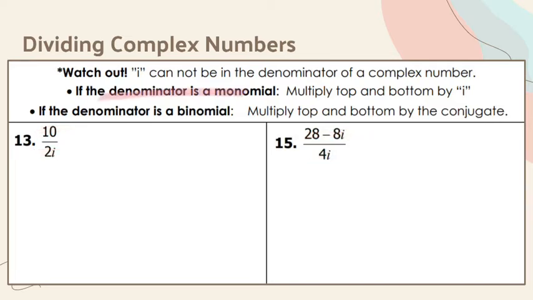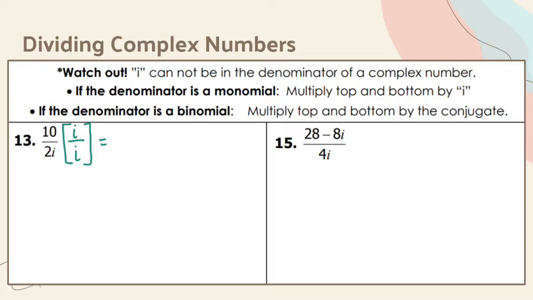If the denominator is a monomial, multiply the top and bottom by i. So that's what we're looking at right now. We'll get to the binomial part in a minute. For now, let's just focus on monomials. So our denominator is a monomial. It is one term. So we will multiply this by i over i.